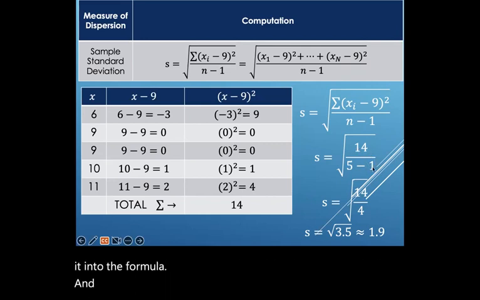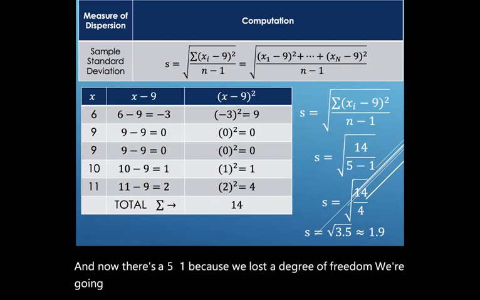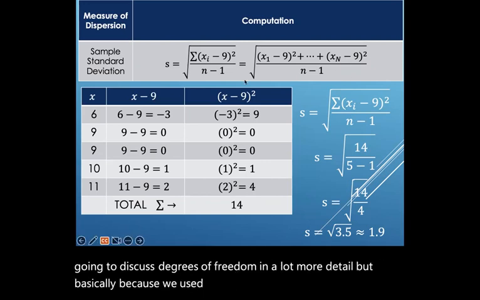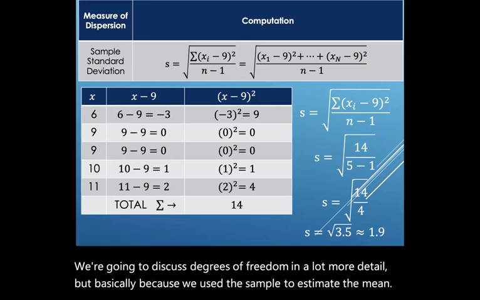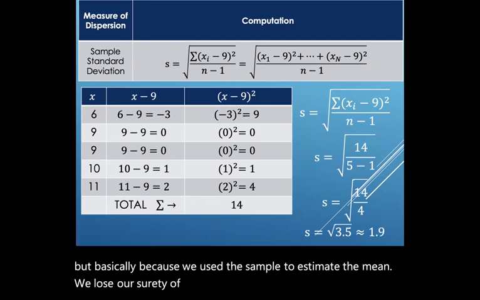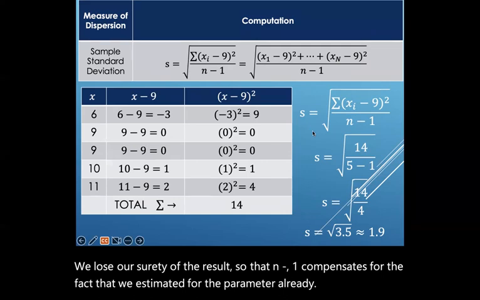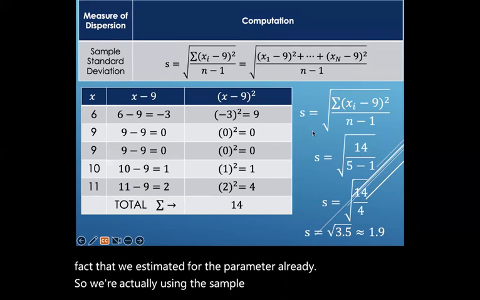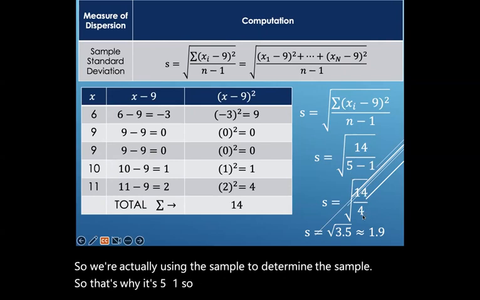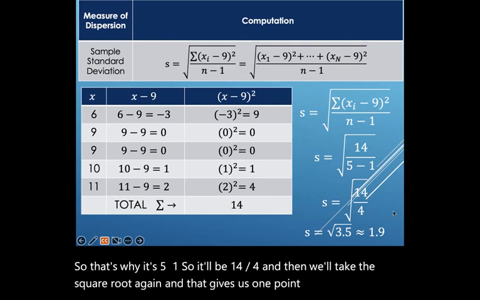And now there's a 5 minus 1 because we lost a degree of freedom. We're going to discuss degrees of freedom in a lot more detail. But basically, because we used a sample to estimate the mean, we lose our surety of the result. So that n-1 compensates for the fact that we estimated for the parameter already. So we're actually using a sample to determine the sample. So that's why it's 5 minus 1. So it'll be 14 divided by 4. And then we'll take the square root again. And that gives us 1.9 for this data set.